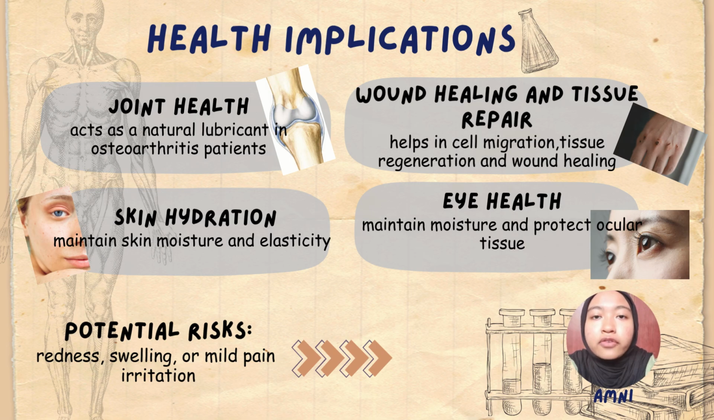Hyaluronic acid gives a lot of health benefits. First is joint health. Hyaluronic acid acts as a natural lubricant and helps reduce pain in osteoarthritis patients. The second one is wound healing and tissue repair. Hyaluronic acid helps in cell migration and tissue regeneration. The third one is skin health. Hyaluronic acid retains a large amount of water, helping maintain skin moisture and elasticity. The fourth is eye health. Hyaluronic acid is used in artificial tears and ophthalmic surgery to maintain moisture and protect ocular tissue.